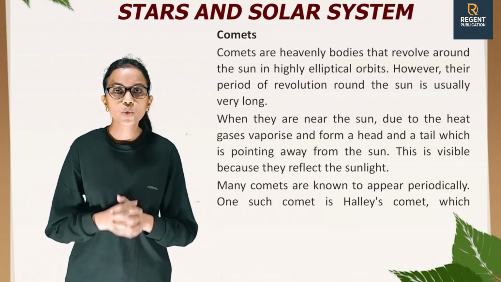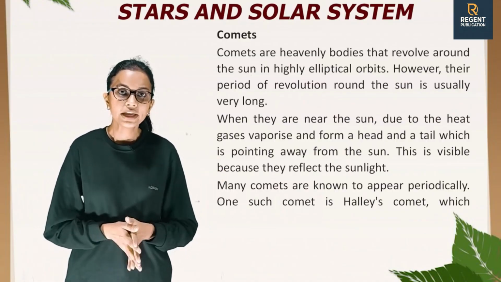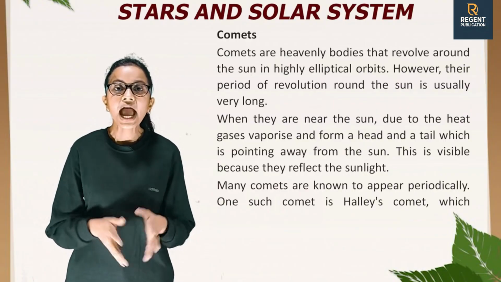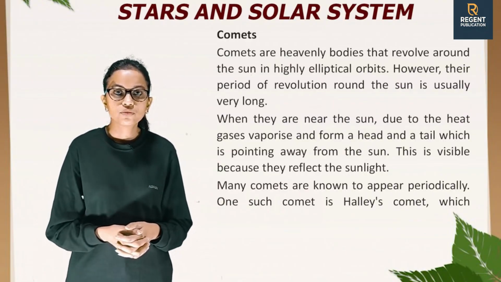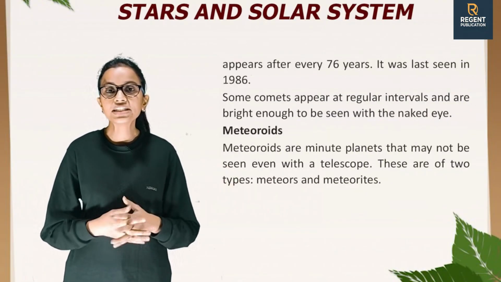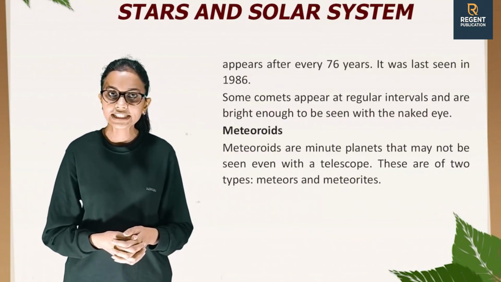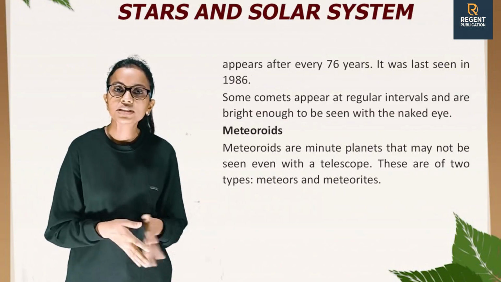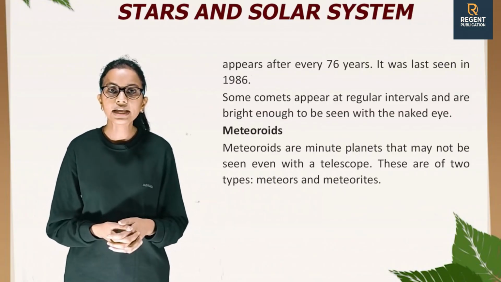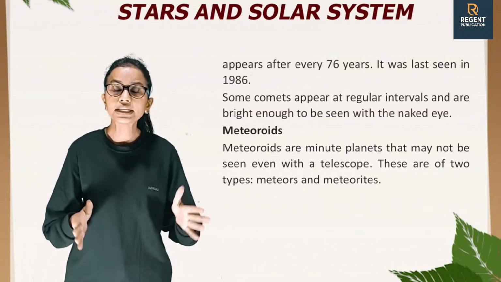Many comets are known to appear periodically. One such comet is Halley's Comet, which appears after every 76 years. It was last seen in 1986. Some comets appear at regular intervals and are bright enough to be seen with the naked eye.